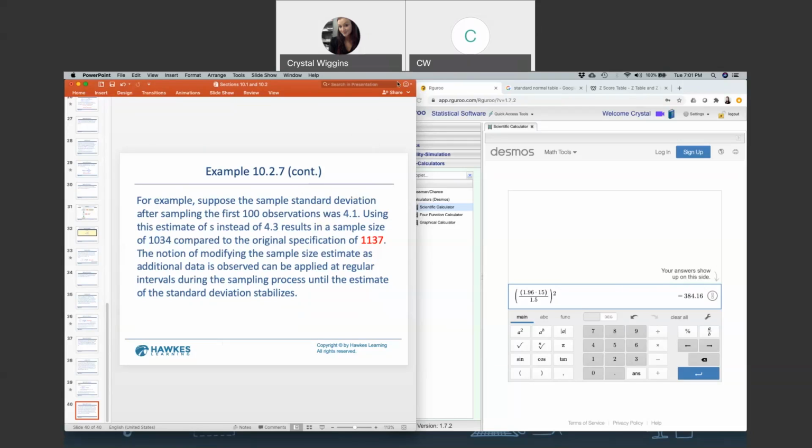All right, this ends our discussion of point and interval estimators.